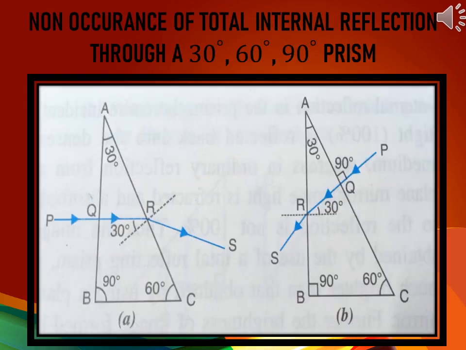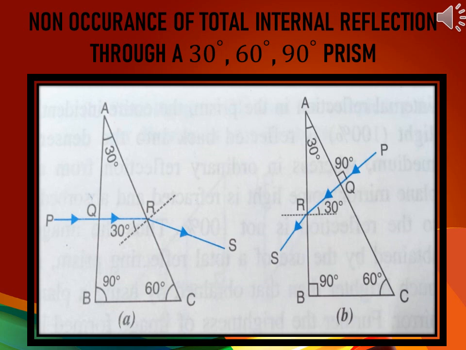Now in this clip, we will discuss non-occurrence of total internal reflection through a right-angled prism. But isn't it surprising that we discussed that there is going to be TIR in a right-angled prism, and in this slide we are talking that it's not going to happen? But why is it so? Why this dual behavior? It simply depends upon the face through which light is going to enter the prism. So if you check out the diagrams, you will come to know why this different behavior.